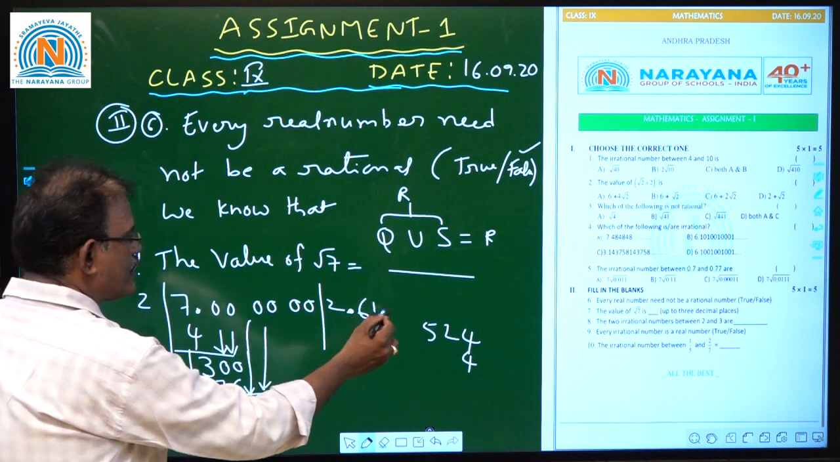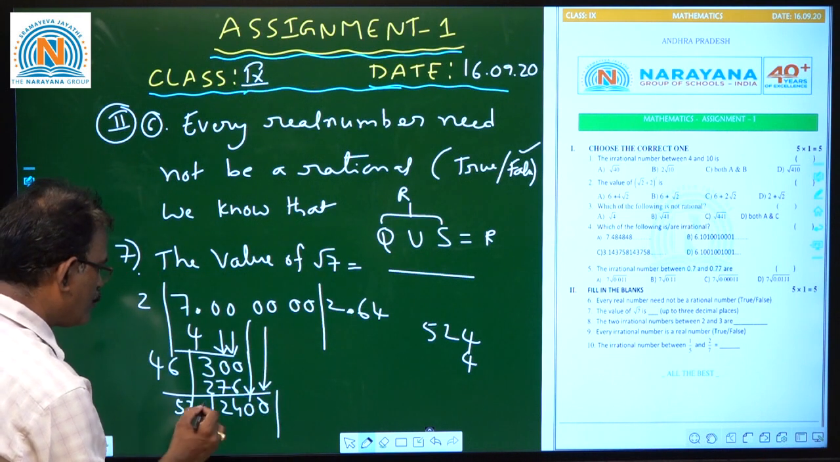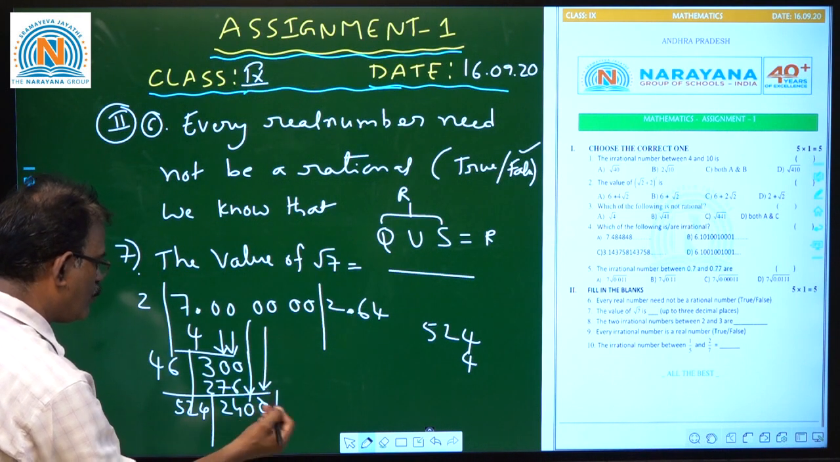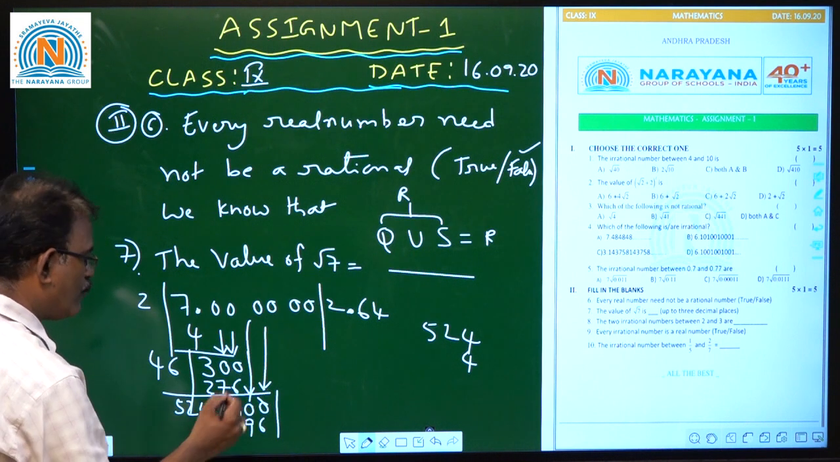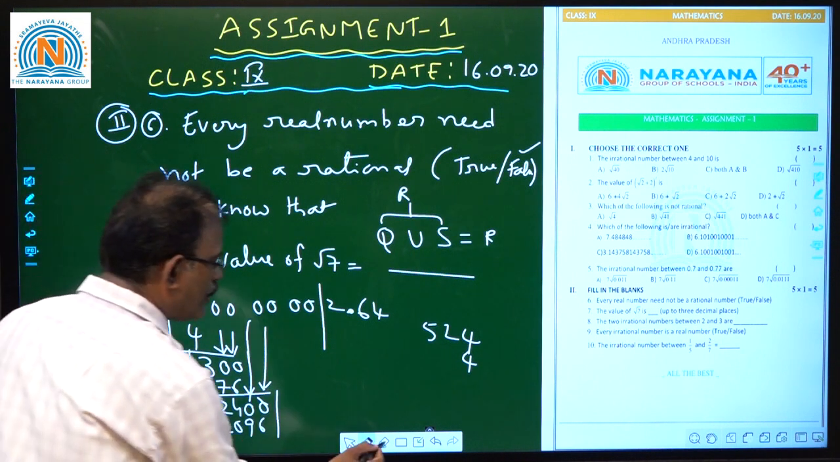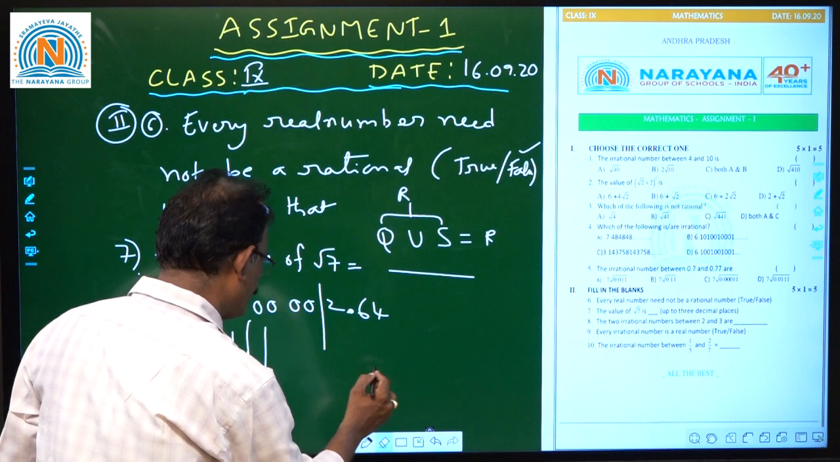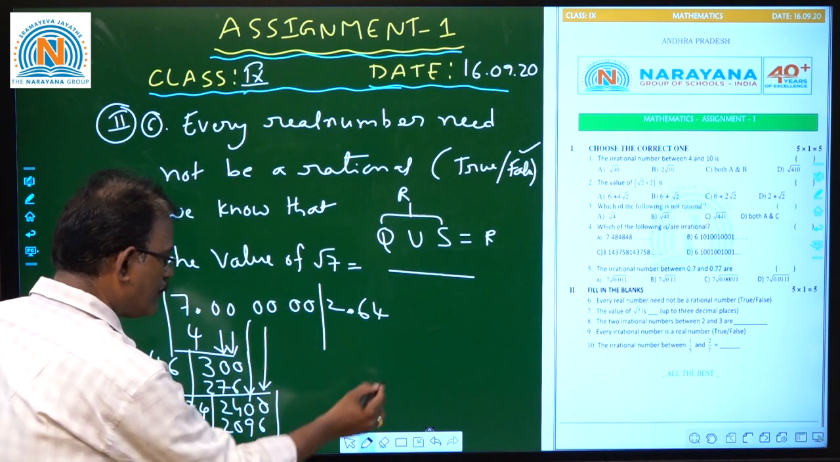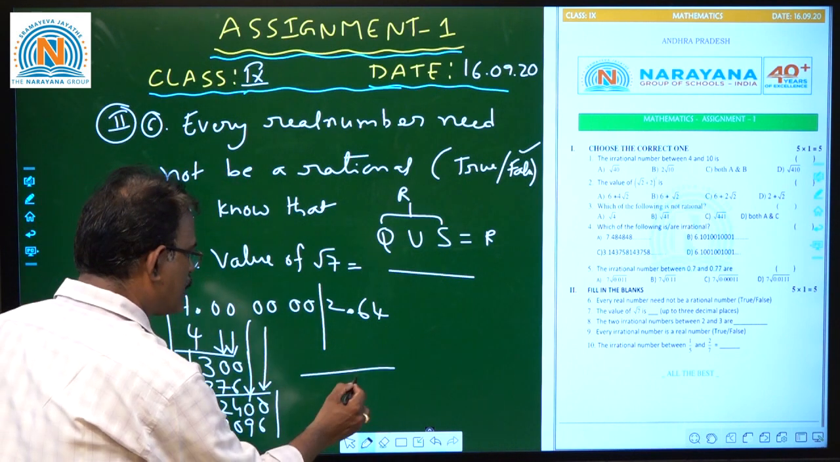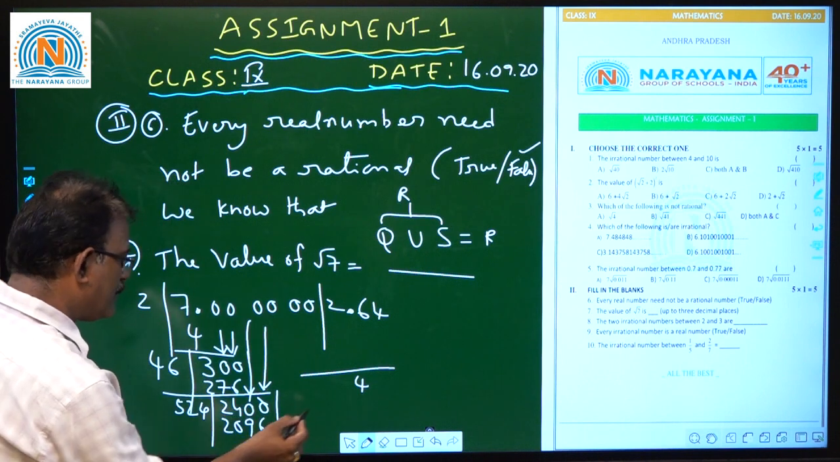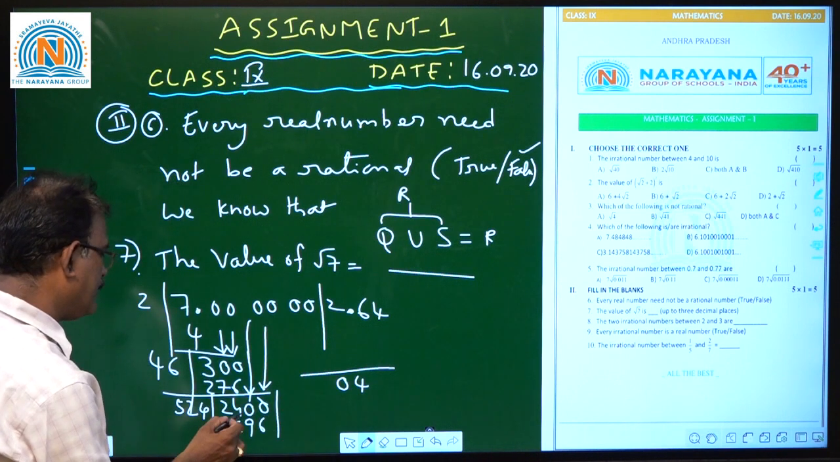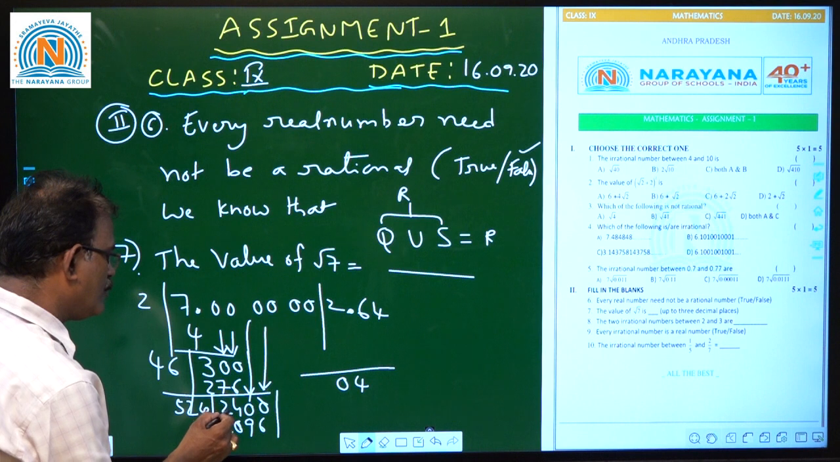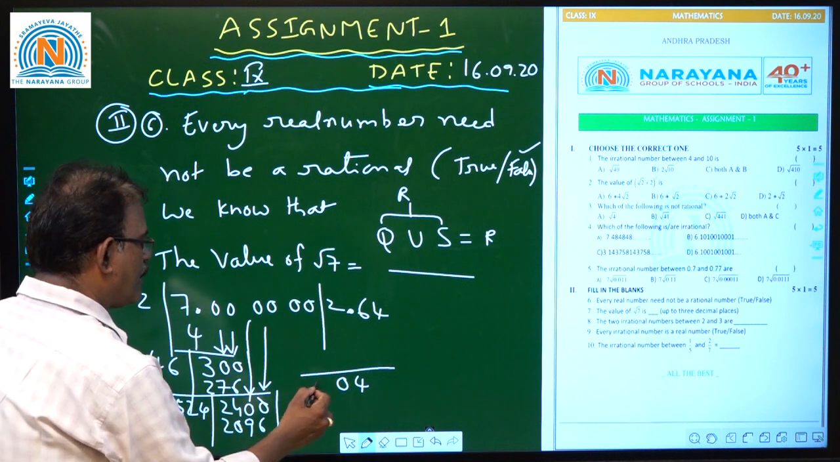so it is good. 4 4s are 16, 1; 4 2s are 8 plus 1, 9; 4 5s are 20. So if you subtract, 10 minus 6 is 4 and 9 minus 9 is 0, then this is 0, no? So this is 3.